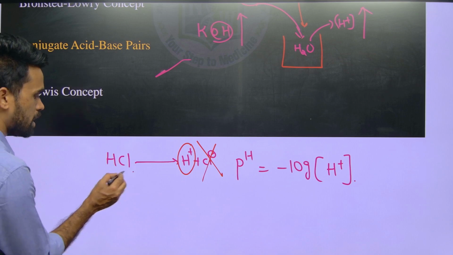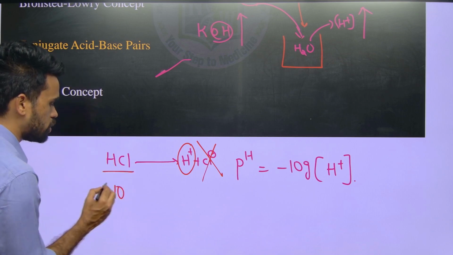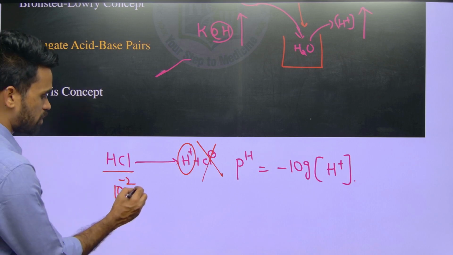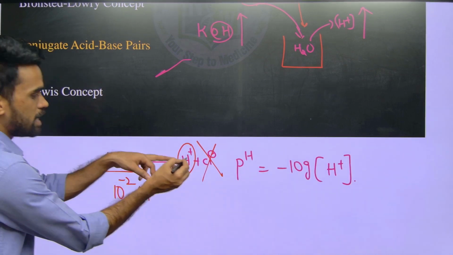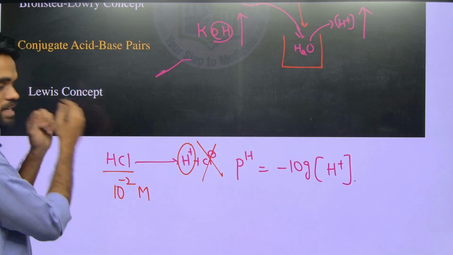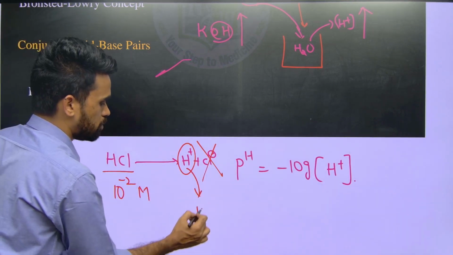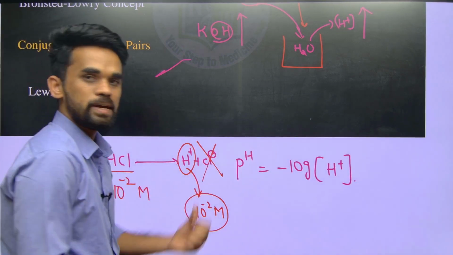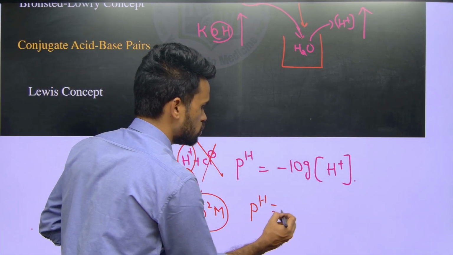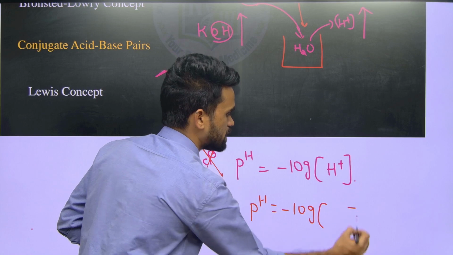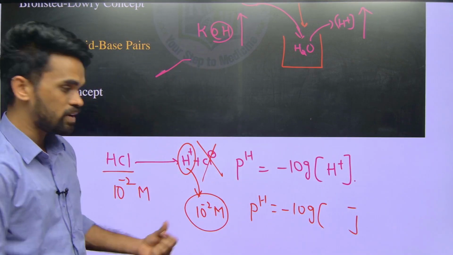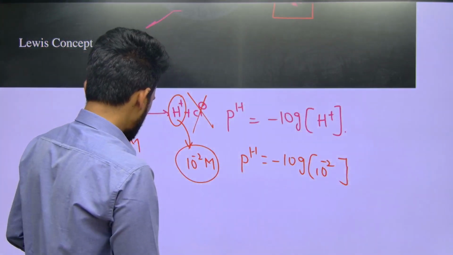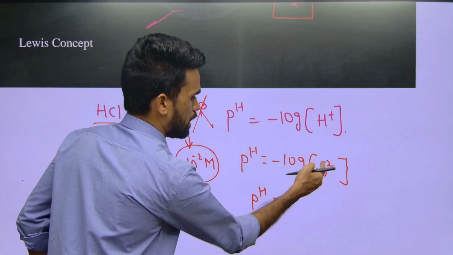For example, I am saying this acid has a concentration of 10 power minus 2 molar. Since H plus ion is also coming completely from this HCl, its concentration also becomes 10 power minus 2 molar. Now what happens to the pH formula? pH is equal to minus log concentration of H plus. What is the H plus ion concentration given? 10 power minus 2.